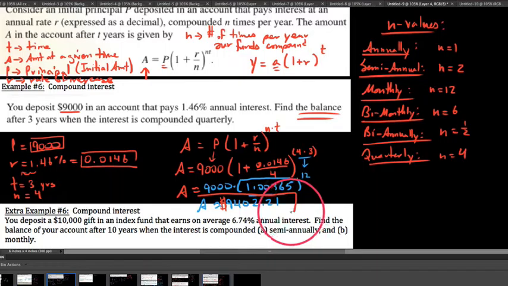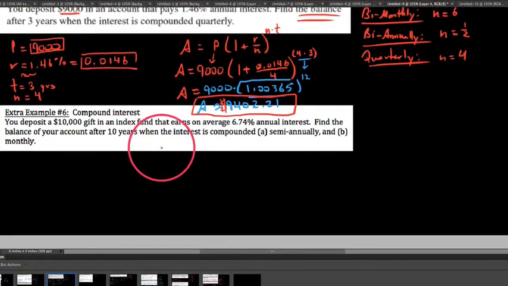Looking at the big idea, we started with $9,000, and over the course of 3 years, if our investment goes up by 1.46% every 3 months for 3 years, then by the time we get to the end of 3 years, we will have made $402.21.